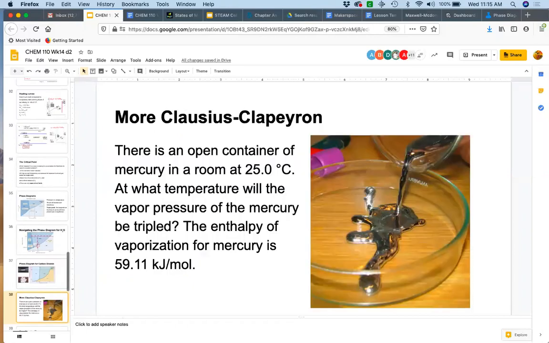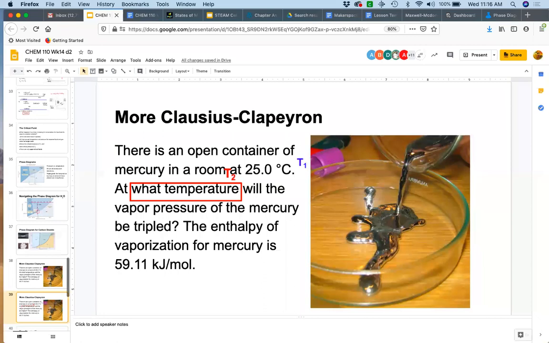All right, so we're going to do one more Clausius-Clapeyron, and then we're done for today. I have an open container of mercury in a room at 25 degrees Celsius. At what temperature will the vapor pressure of the mercury be tripled? The enthalpy of vaporization for mercury is 59.11 kilojoules per mole. This is an example of a Clausius-Clapeyron equation that pulls all of the information together.